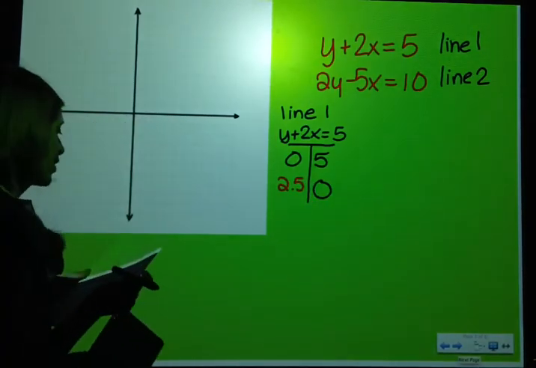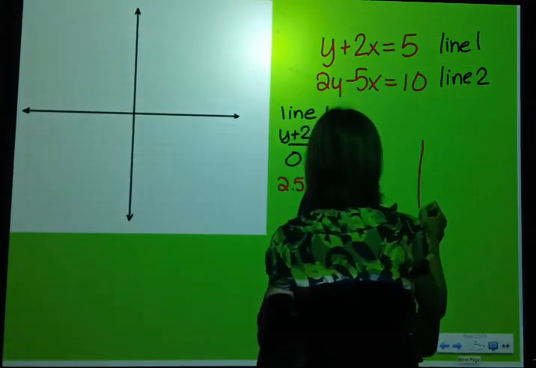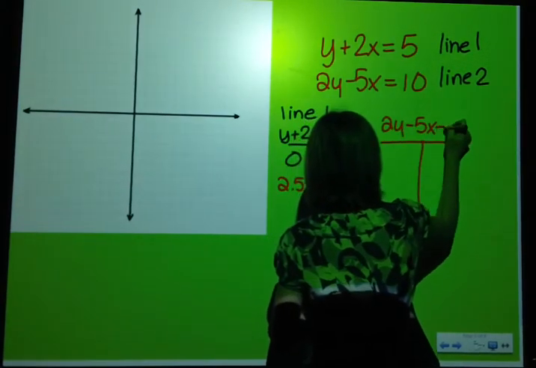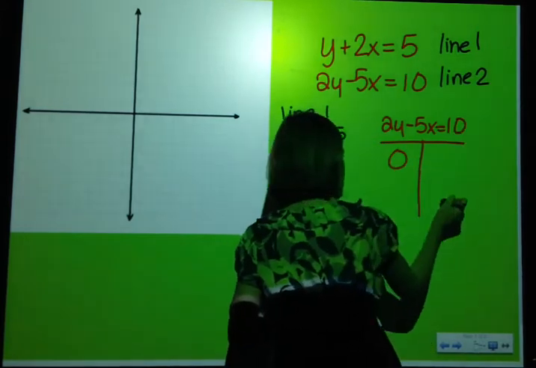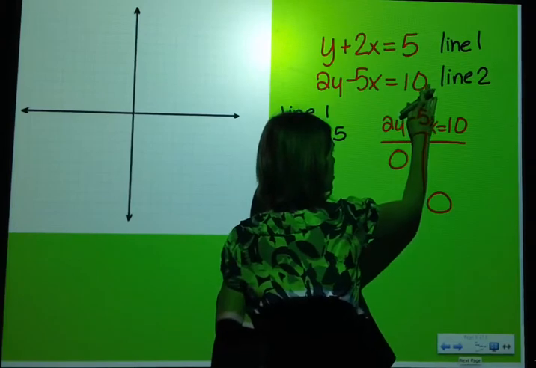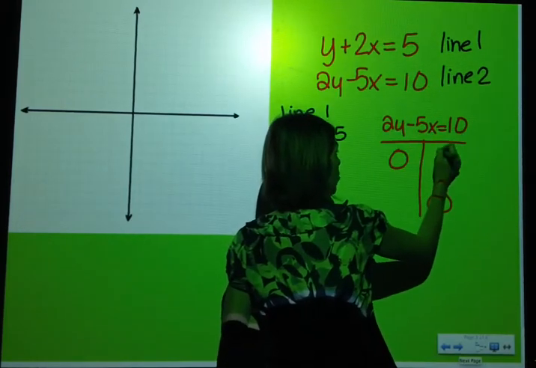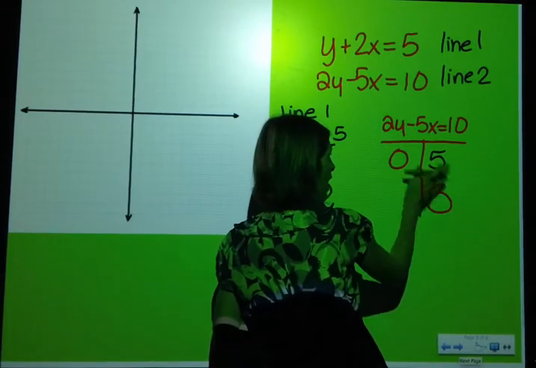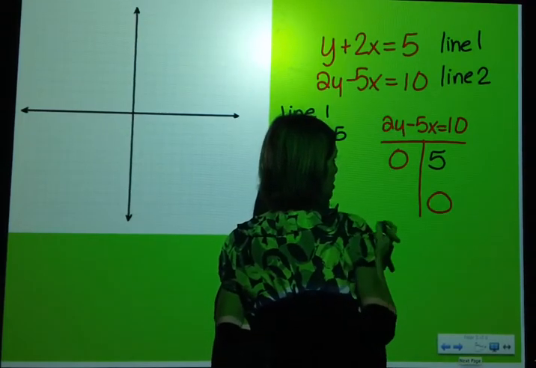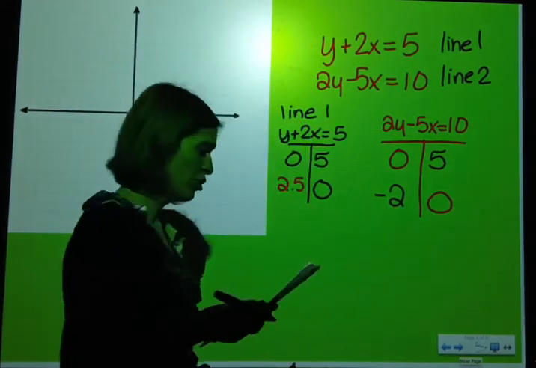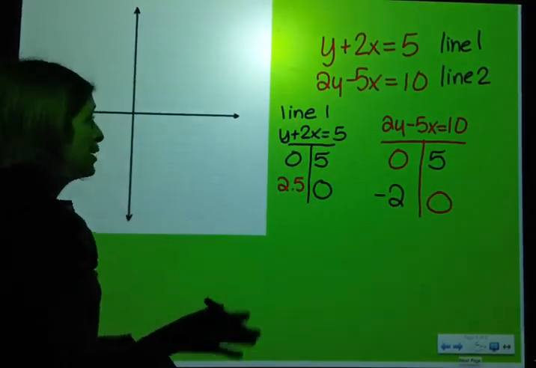All right, then I go to my other line. So line 2, I'm gonna do that over here. 2y minus 5x equals 10. I'm gonna let x be 0 and y be 0. If x is 0, this goes away, and I get 2y equals 10, so y equals 5. If I let y be 0, I get negative 5x equals 10, so x then becomes negative 2. All right, so now I have my intercepts.